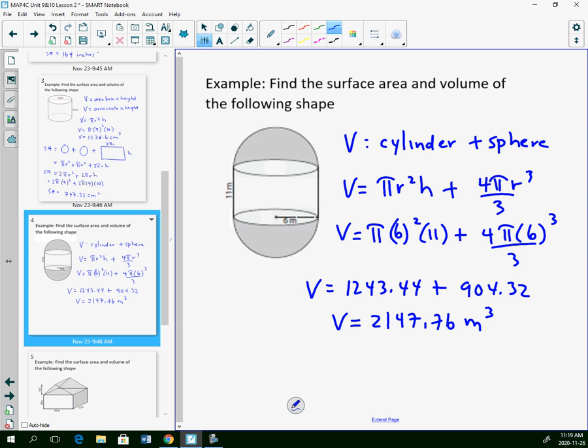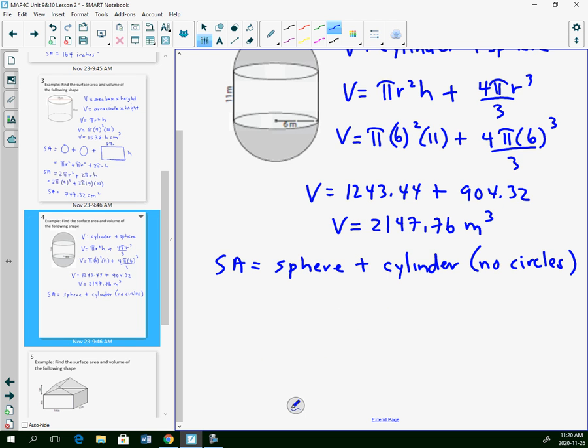If we're doing surface area, remember we are covering the outside. If I covered the outside of the sphere, that's fine, right? We've got half a sphere on the top, half a sphere on the bottom. Together we're covering a sphere. But for the cylinder, we are not covering the two circles because they're inside. So we wouldn't have to worry about the circles on the cylinder because they are inside the object, and the circles are covered by the sphere. So we're not going to include the circles of the cylinder.